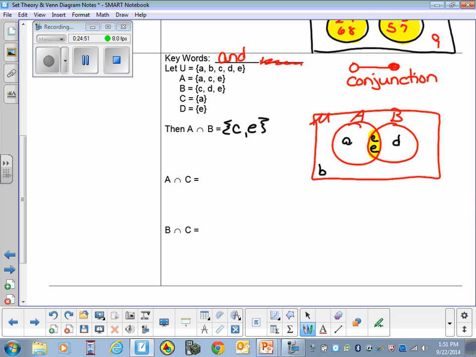For the next example, A intersects C. Are there any elements in common? Yeah, A. Now I could draw these as overlapping sets, or I could say, well, set C is a subset of set A. Every element in C also happens to be an A.